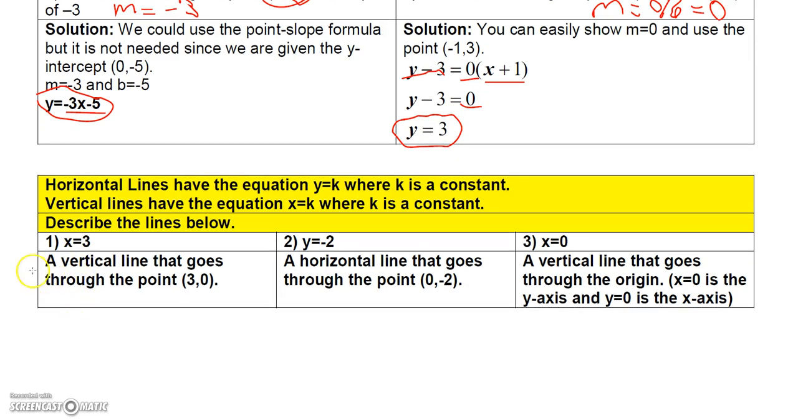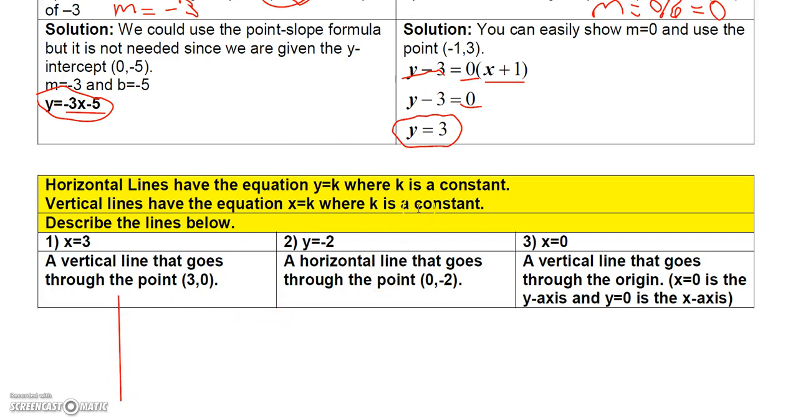Okay, I'm going to wrap up this section with a couple of statements here. Horizontal lines will always have the equation y equals k, where k is a constant, and vertical lines will always have the equation x equals k, where k is a constant. So if you were given the line x equals 3, if you wanted to graph that, all you would do is graph the vertical line that goes through the point 3, 0. So it would just be a vertical line that goes through the point 3, 0. So, you know, it would look like that.